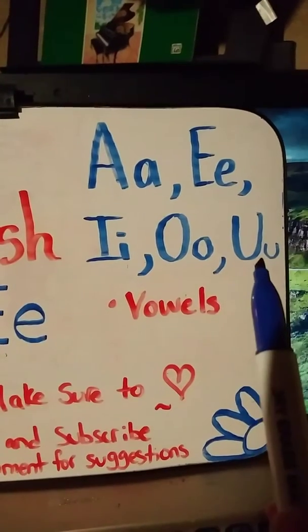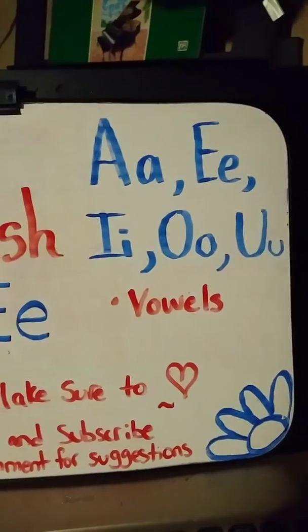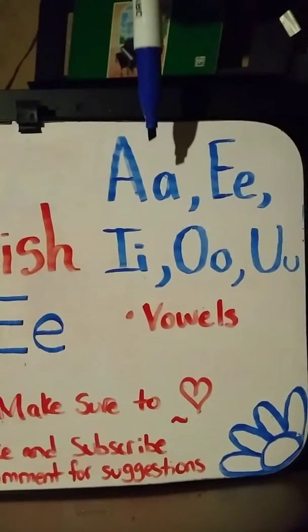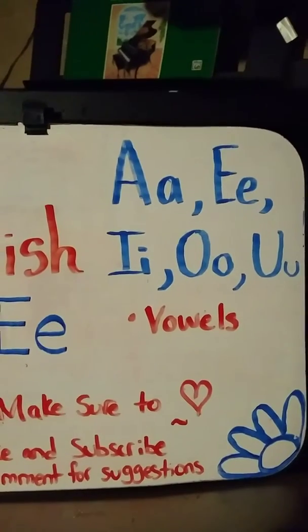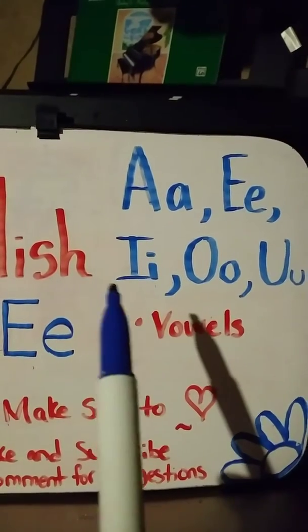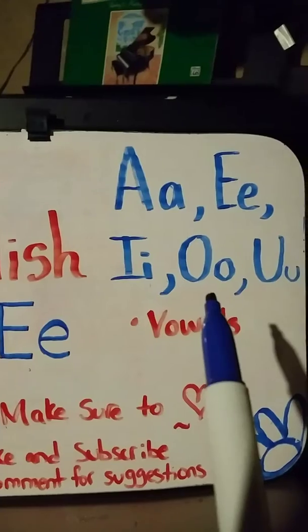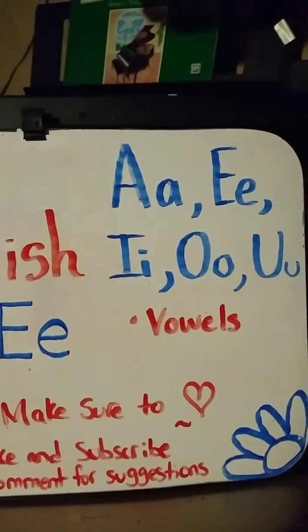So what did we say the sounds for these were? A is the eh sound. E is the eh sound. I is the I sound. O is the ah sound. And U is the sound.